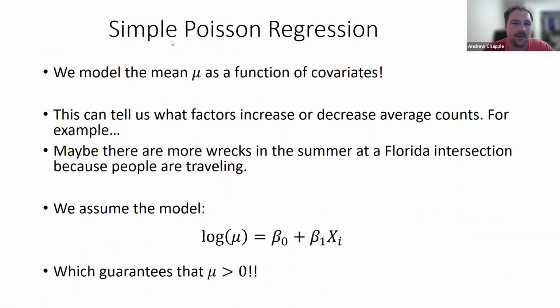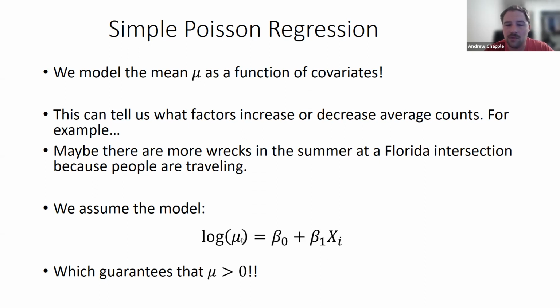So, simple Poisson regression. We model the mean, mu, which is the expected number of times that this event happens for each person. So for each person, maybe I want to predict how many kids they have based on education, family history, those kinds of things. Another example: maybe there are more wrecks in the summer at a Florida intersection because people are traveling. So let's assume the model is log of mu. Again, this is my expected count, and it's beta 0 plus beta 1 x_i.